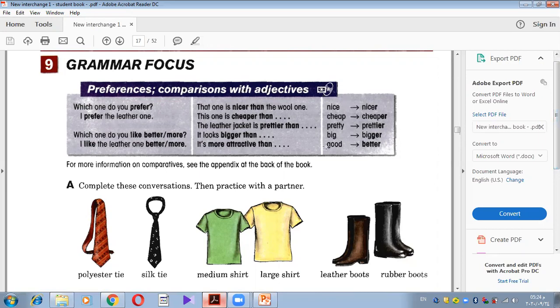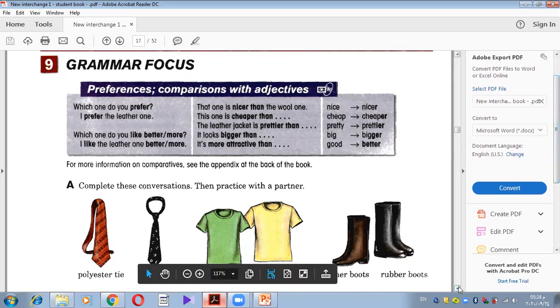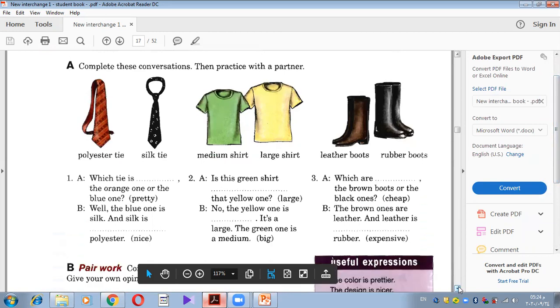So we have the same rules as we said. Nice, already ending in E, so we added R. It's one syllable. Cheap, we added ER. Pretty, ending in Y, changed it into I. Bigger, we double the final consonant. And good is an irregular. Now you have a look at these questions. Complete these conversations.